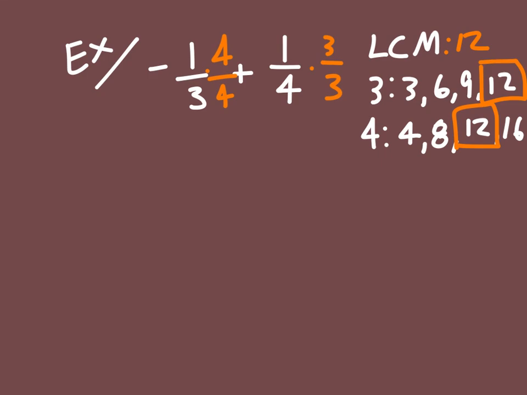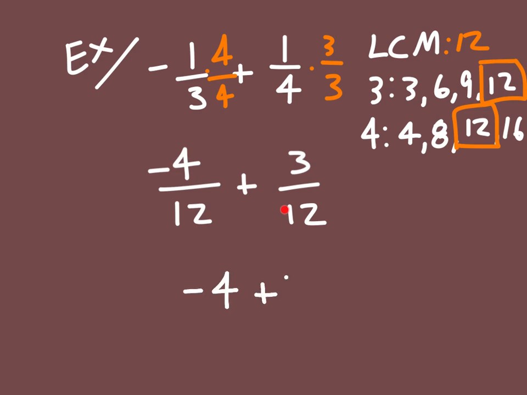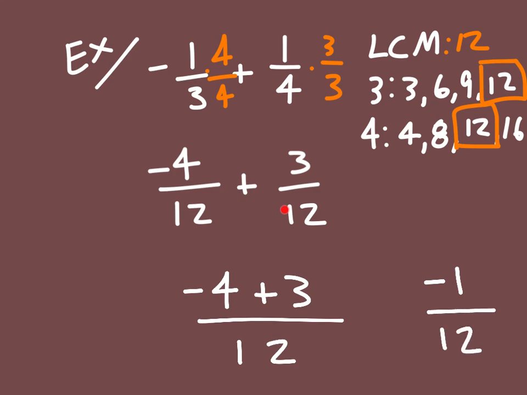Now over here, I'm going to get -1 times 4, which gives us -4. 3 times 4 gives us 12, plus 1 times 3 is 3. 4 times 3 gives us 12, and now we have a common denominator. Once we have a common denominator, we simply write this as -4 plus 3 in our numerator over our common denominator of 12. -4 plus 3 gives us -1 over 12, and that's our answer, and that number cannot be simplified.